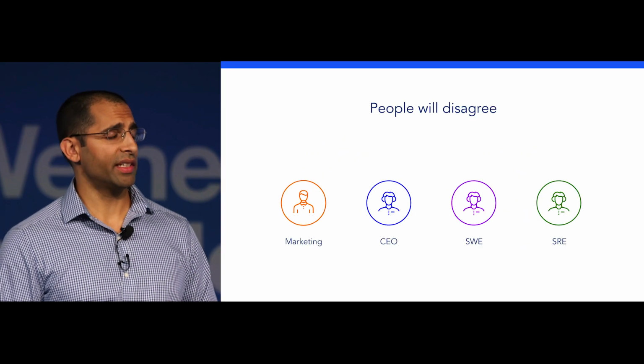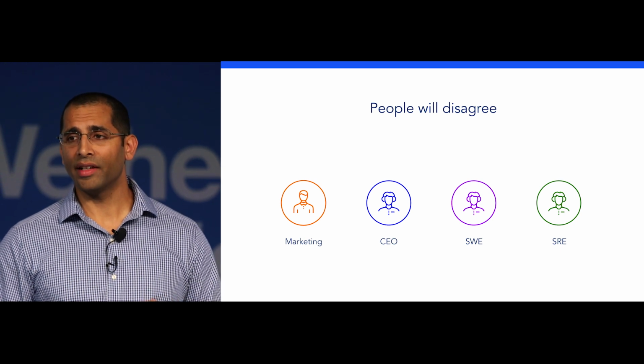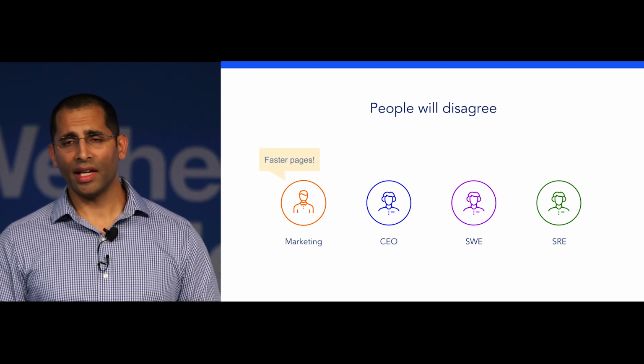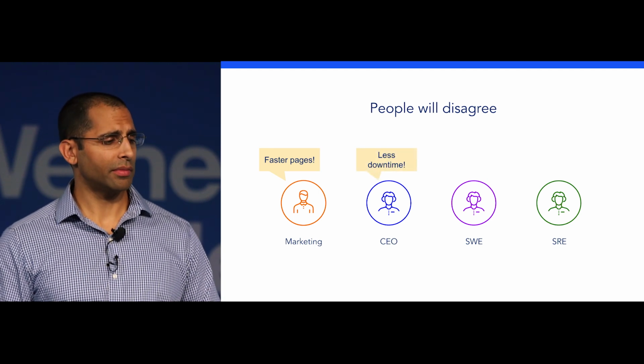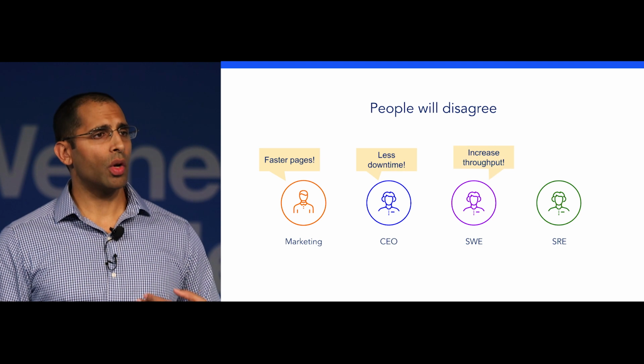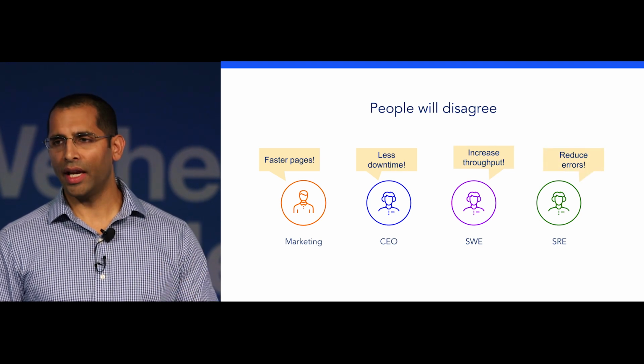Now, people will disagree. It's going to be typical, right? Lots of people have different opinions about what the right thing to do is. So marketing may say, we want faster pages. And the CEO will say, less downtime. Meanwhile, the software engineer wants to increase throughput. And then the SRE just says, please reduce the errors on the site.